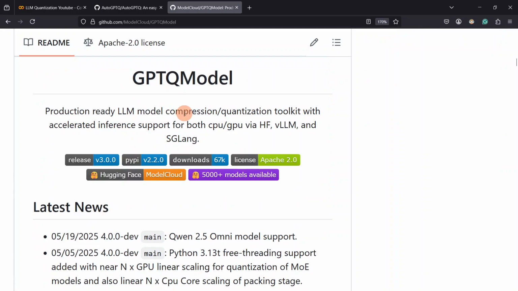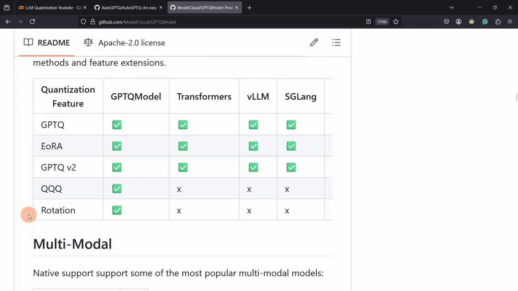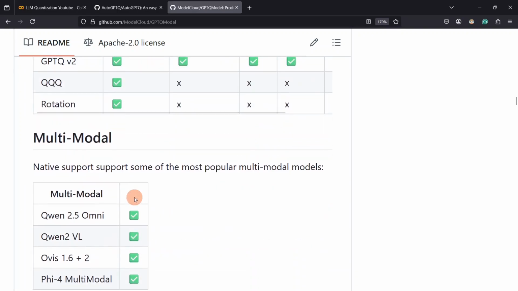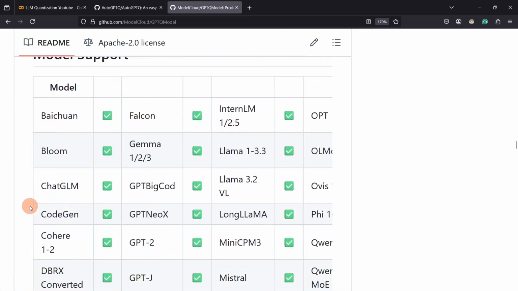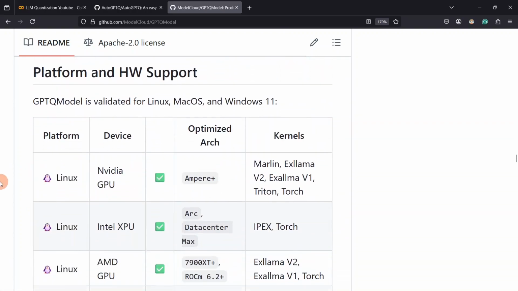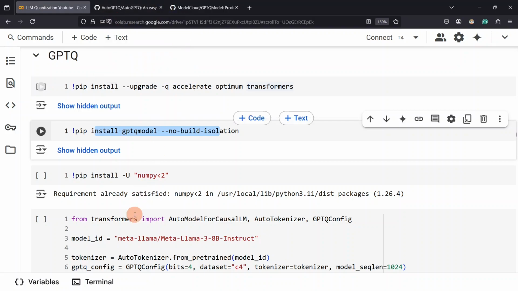Production ready LLM compression quantization toolkit with inference support for both GPU and CPU via Hugging Face, vLLM or SGLang. So all these features are supported. All these models are also supported. Also downgrade the NumPy version to less than 2. The new NumPy version is unstable in some places and I was getting an error which this downgrading resolved. But let me know if you are able to make it work with NumPy 2 as well.